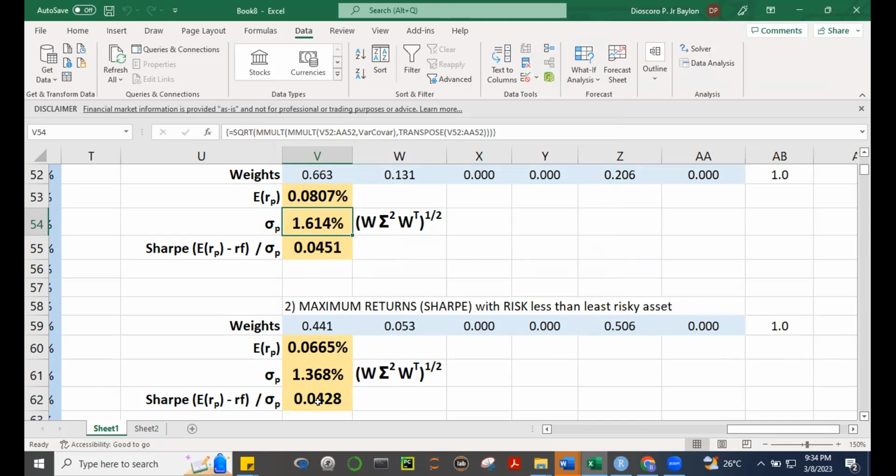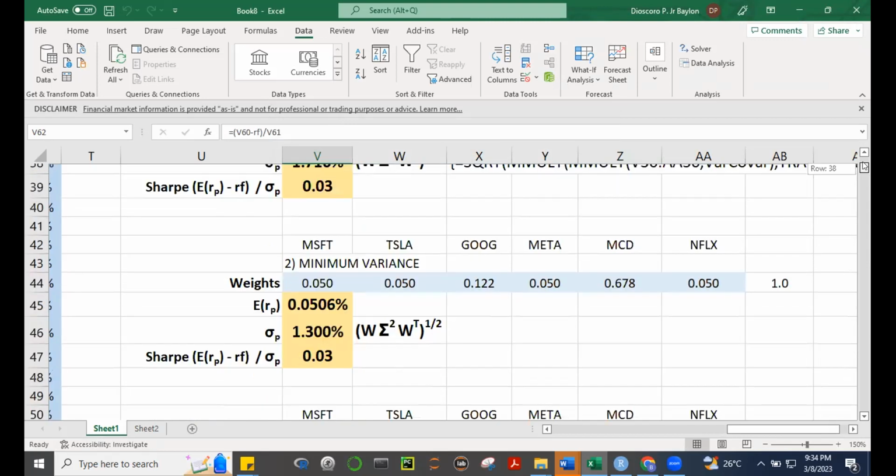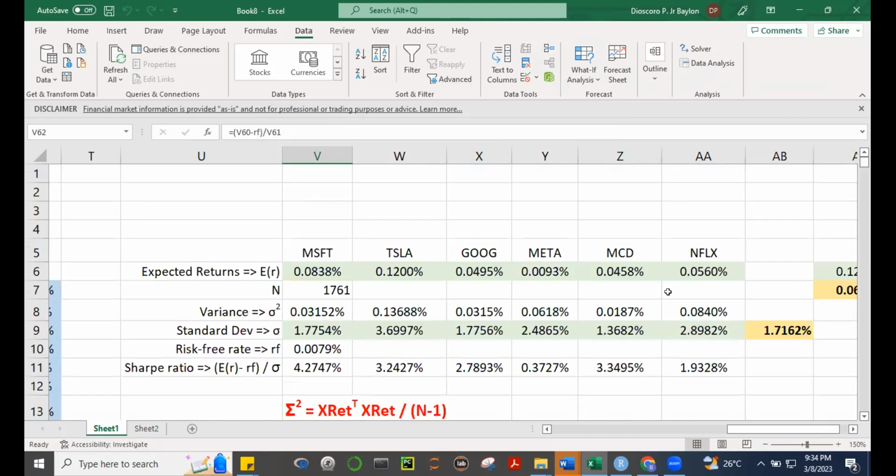And then take a look at the Sharpe ratio, 1.0428. Pero yung risk natin, 1.368 na lang. Mas mababa to dun sa McDonald's. Yung return natin, Sharpe ratio, ano nangyari? 1.0428. Halos kapareho na lang siya ng Microsoft, pero mataas pa rin siya.